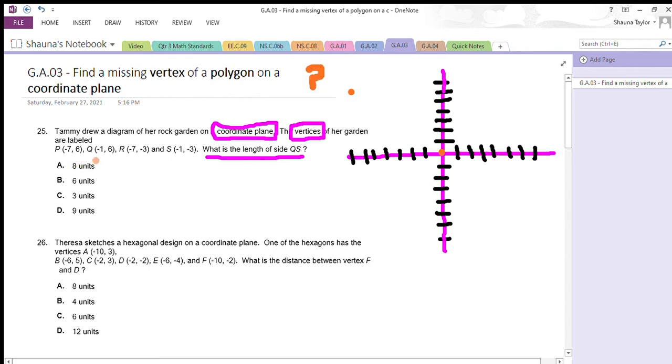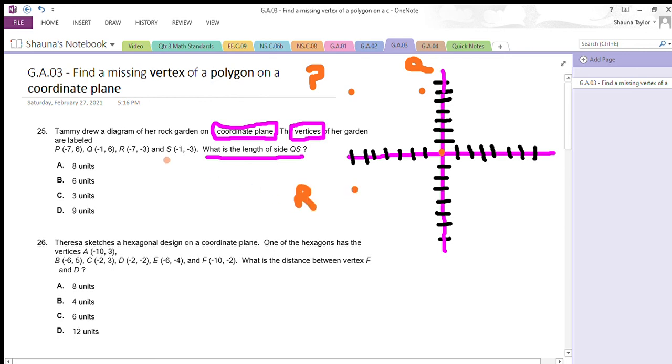Okay, next one is -1 and 6. So I start at my origin and go -1. And then your second number is 6, and it's positive. So 1, 2, 3, 4, 5, 6. So that's right here, and that's Q. Okay, next one is R, -7 and -3. So I start at my origin and go back, 1, 2, 3, 4, 5, 6, 7, and then down 3. 1, 2, 3. So that's my R.